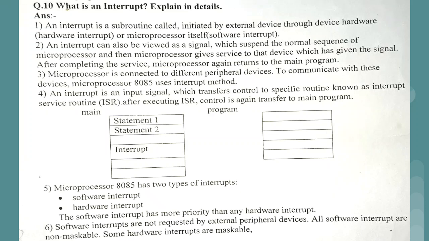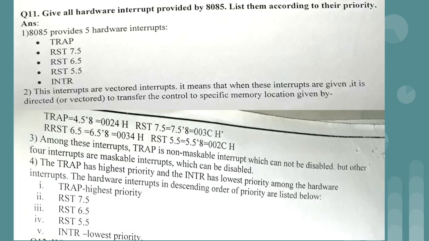If the external device is generating the interrupt, then that is called a hardware interrupt. And when the microprocessor itself generates a certain type of interrupt, then that is called a software interrupt. All the software interrupts have the highest priority as compared to hardware interrupts, and all software interrupts are non-maskable while some hardware interrupts are maskable.